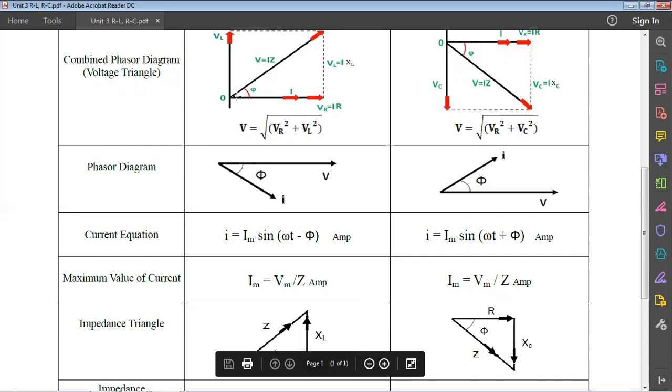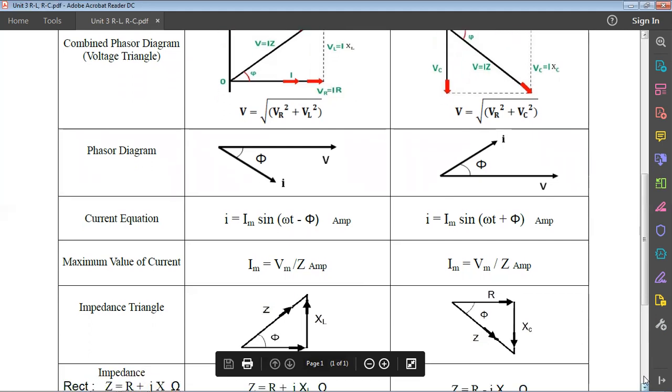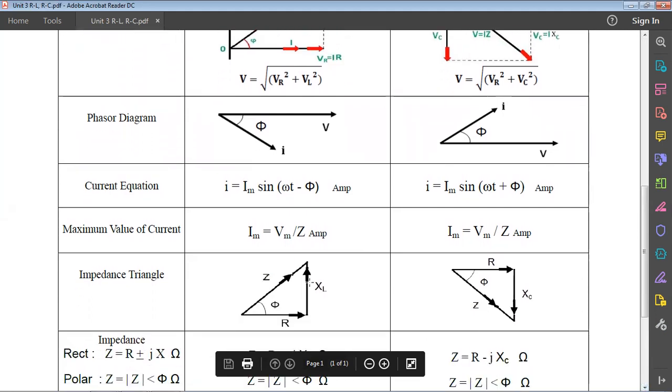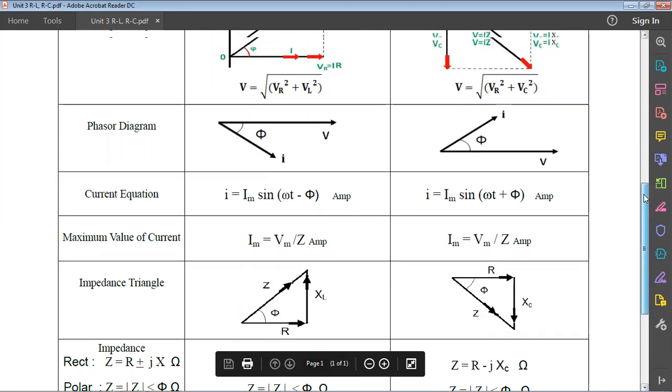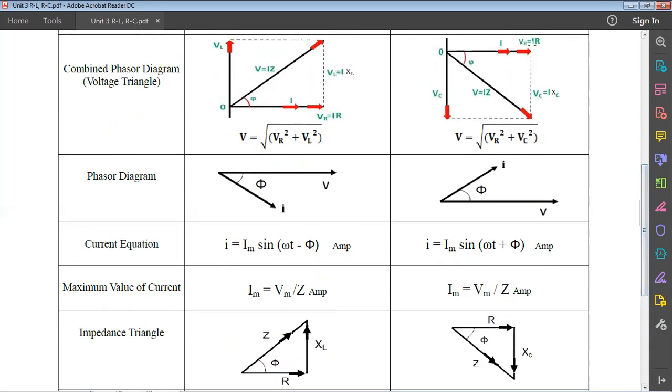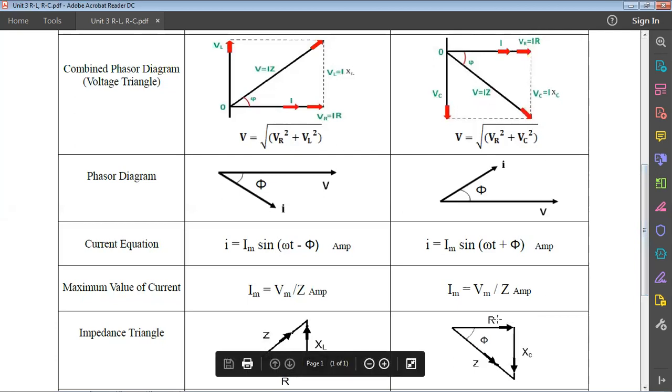If I divide this voltage triangle by I, then we get the impedance triangle with Z, XL, and R. This is in the first quadrant, therefore XL is positive. And similarly, in the RC series circuit, if I divide this voltage triangle by I, then we get R, XC and Z, the impedance triangle of the RC series circuit. It is in the fourth quadrant and X is minus here.